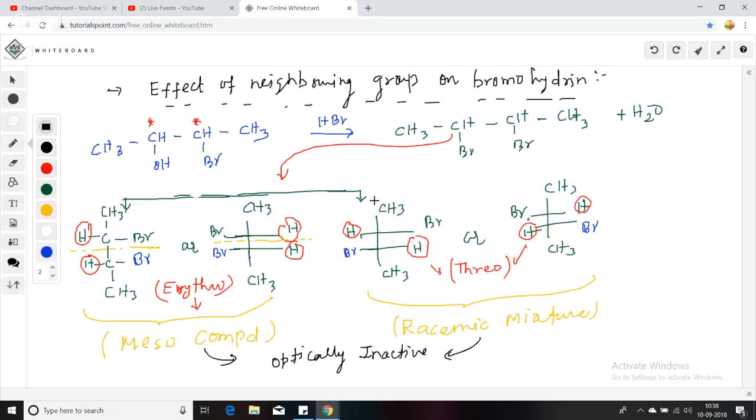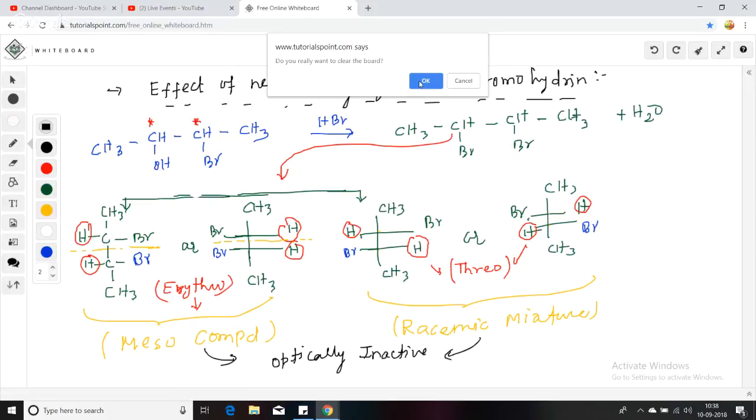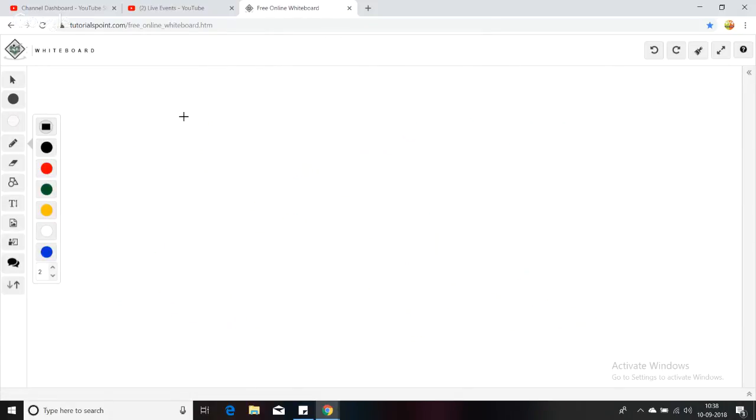Okay. Now going forward into this, the reaction of alcohol and phosphorus halide. Okay, so I'll just remove this off. Next reaction, the reaction of alcohol and phosphorus halides.